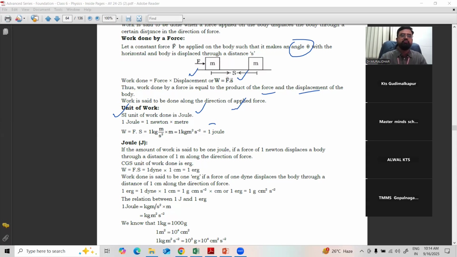Right. So, before going further, let me show you one video on work. Then we'll move to the next part. Just see a video on work. After that, we'll move to the further explanation of work.